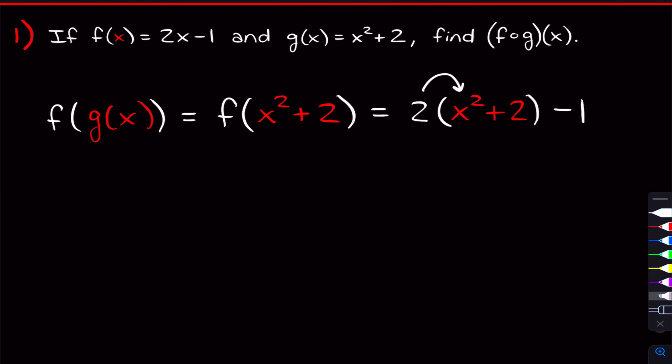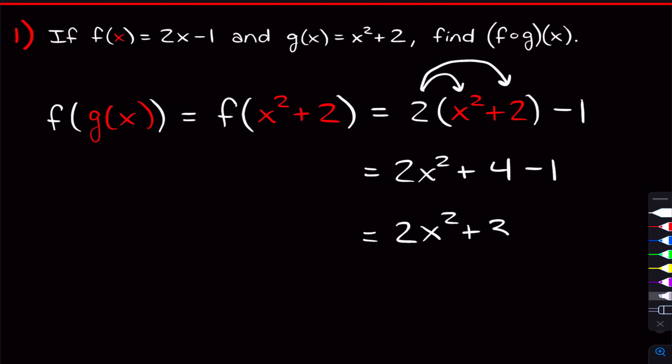So we're going to multiply that 2 through. 2 times x squared, that is 2x squared. And then we have 2 times 2, that's a positive 4. And then we have that minus 1 on the end. We don't want to forget about that. So what we're going to end up with here is 2x squared plus 3. And right there, that is our f of g of x.